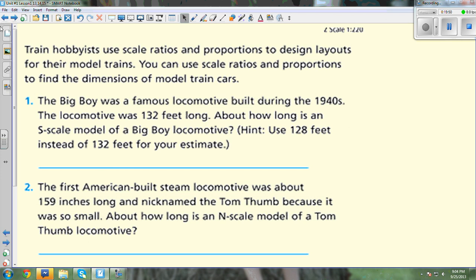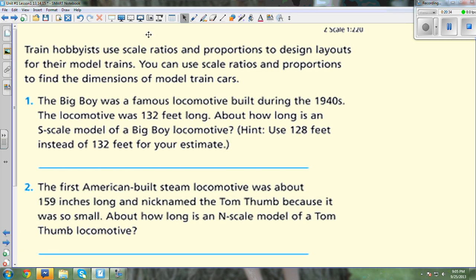Question number 1 says, train hobbyists use scale ratios and proportions to design layouts for their model trains. You can use scale ratios and proportions to find dimensions of the model train cars. Number 1, the Big Boy was a famous locomotive built during the 1940s. The locomotive was 132 feet long. About how long is an S-scale model of a Big Boy locomotive? Hint, use 128 feet instead of 132 feet for your estimate.